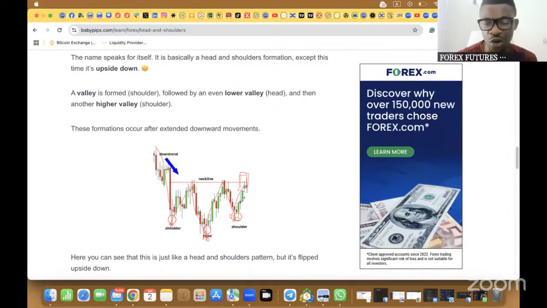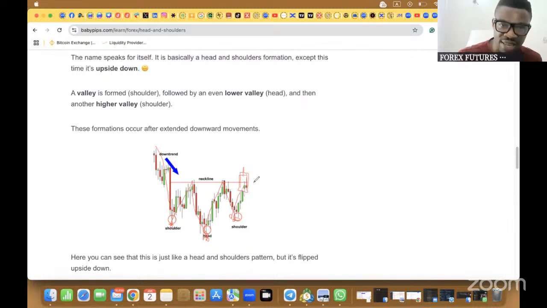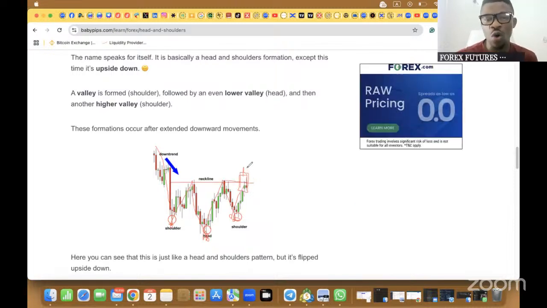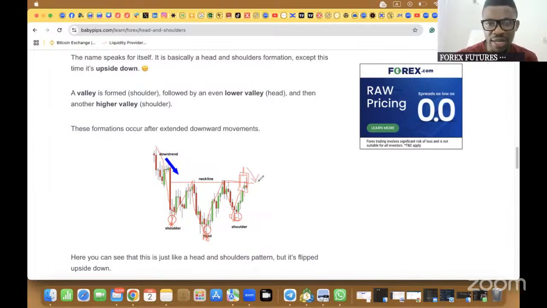Then this time around, we want to see the price break and close above with a bullish candle. We want to see a bullish candle close above the neckline. When that is done, we want to have a pullback on a smaller time frame. Then from that smaller time frame, we want to have our entry around this place here. Then we shoot to the top.